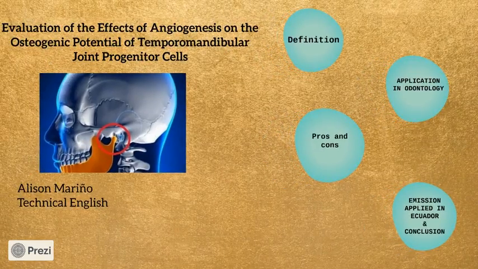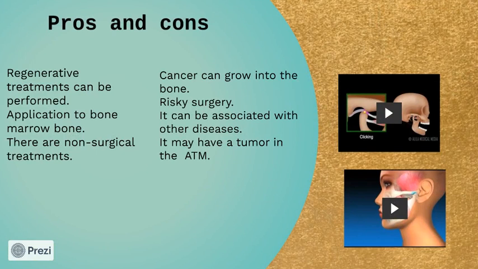Pros and cons. Pros: regenerative treatments can be performed. Application to bone marrow. There are no surgical treatments. Cons: cancer can grow into the bone. Risky surgery. It can be associated with other diseases. There might be a tumor in the TMJ.